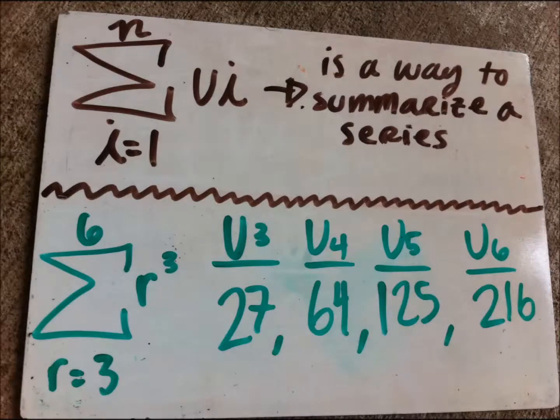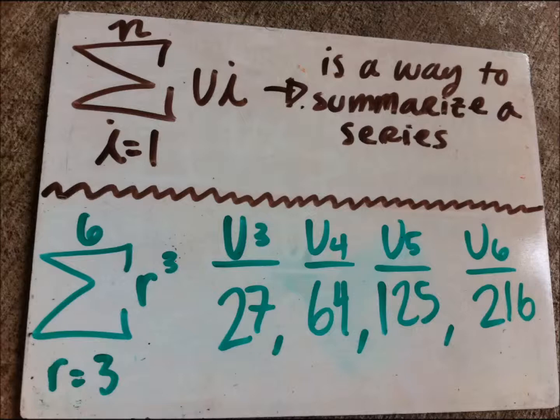This symbol basically is a way to summarize a series. The rule is on the right of the sigma, and it tells you what to do to each term. The n on top tells you the last term you go to, and i tells you the first term.